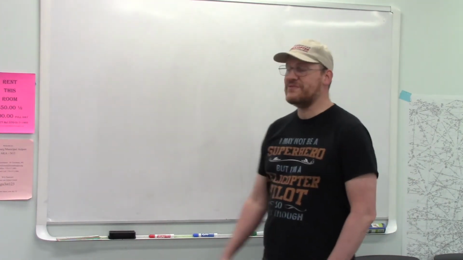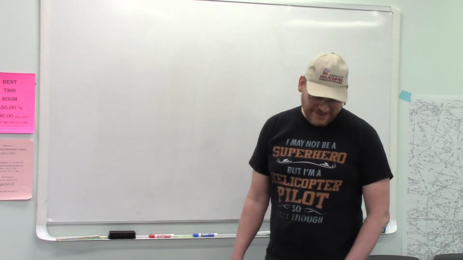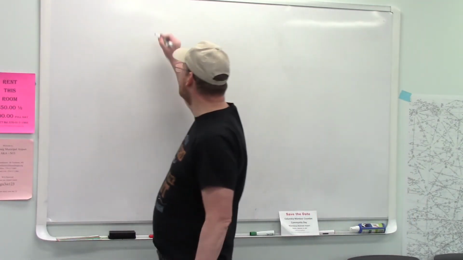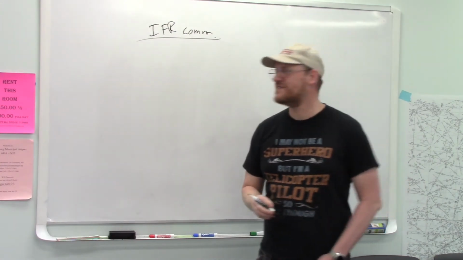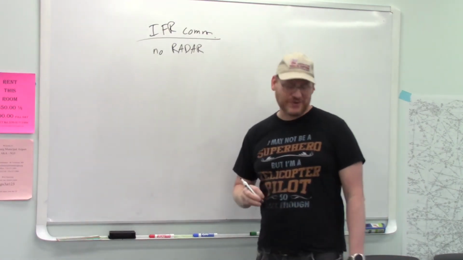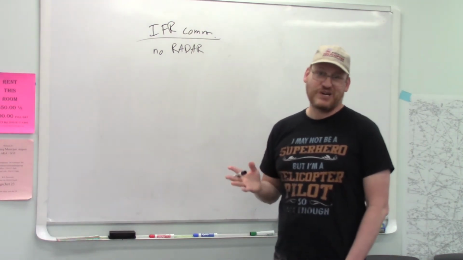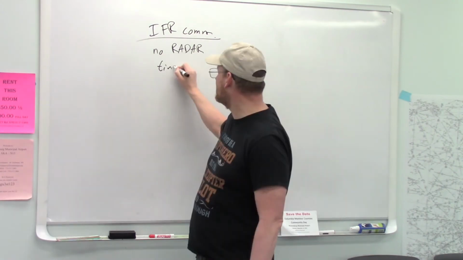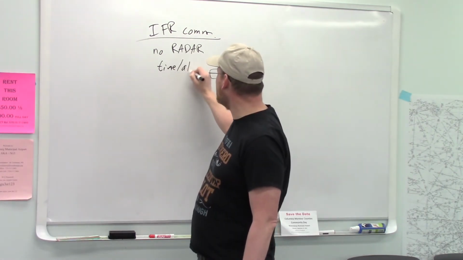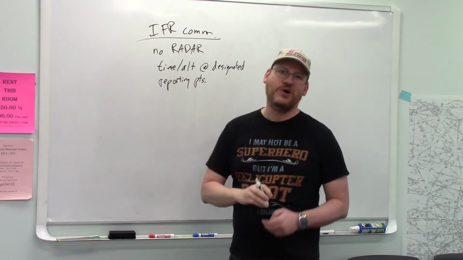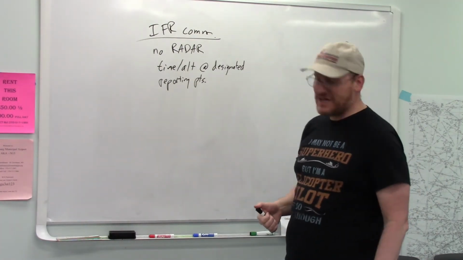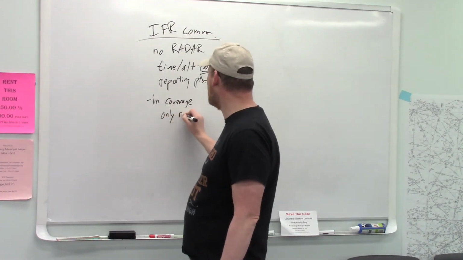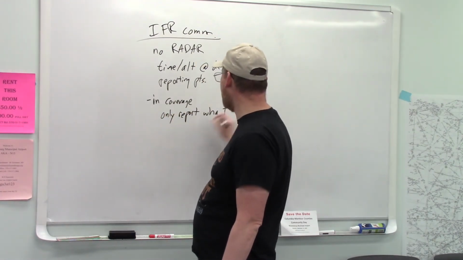Okay, and then we talk about IFR radio communications. Now, when you're talking to ATC, if you're not in radar coverage, you're out away from any city or whatever, maybe you're just too low, then you have to report time and altitude at designated reporting points. That's the rule. Now, what about when you're in radar coverage? You only report what ATC asked for.